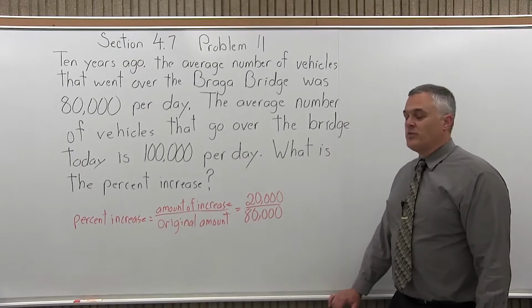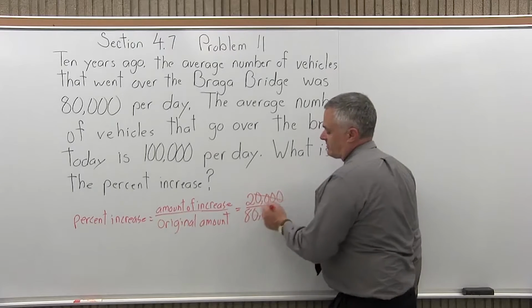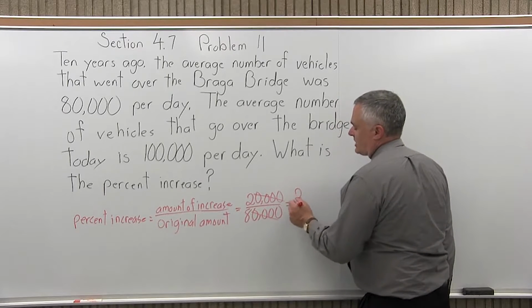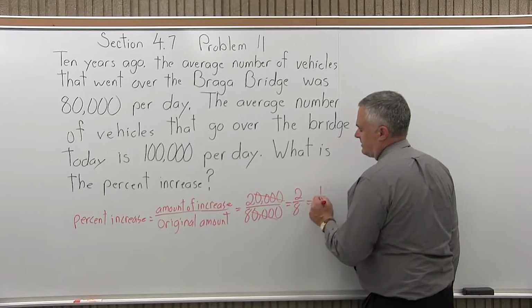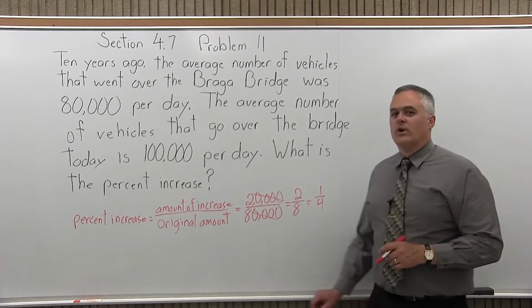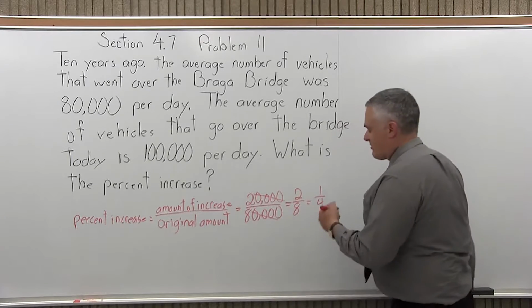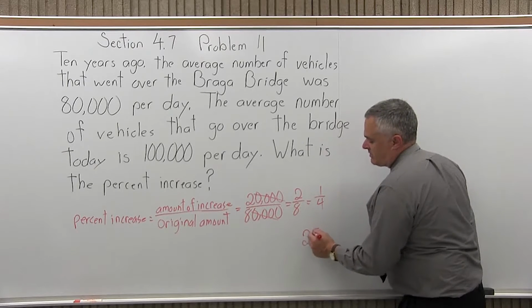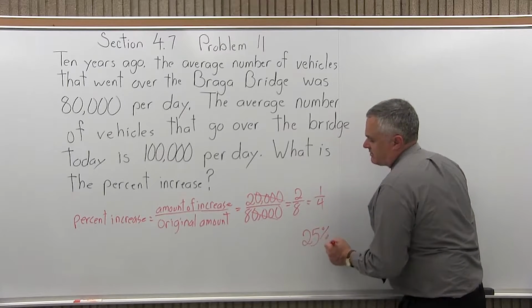It's not really in the form you want. So the first thing I can do is cancel the zeros, and I have 2 over 8, which I know reduces nicely to 1/4. Now, I know 1/4 is 25%. So if you happen to remember that, like 1/2 is 50%, there's some common ones people remember, then you're done.